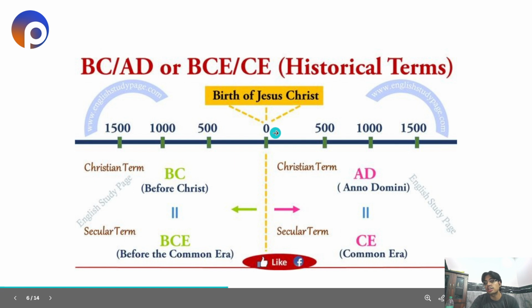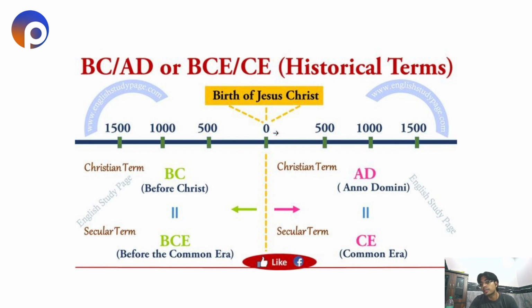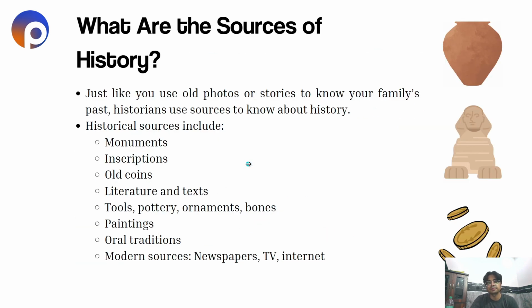For example, if we talk about India's independence, we can say that India got its independence in 1947 AD or 1947 CE. Now, when we use before Christ, it is the time before the birth of Jesus Christ, such as 500 BCE or BC or 1000 BCE or 1000 BC. So, this is how the timeline works.